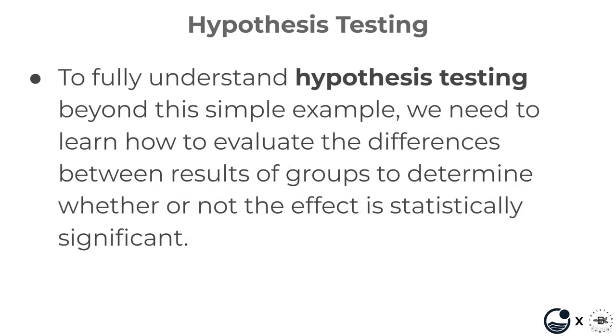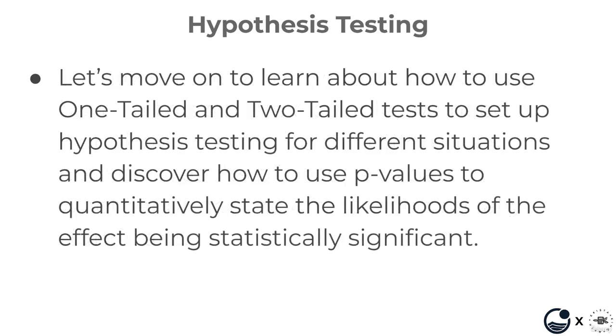Now, to fully understand hypothesis testing beyond this simple example, we first need to learn how to evaluate the differences between results of groups to determine whether or not the effect is what's known as statistically significant. So let's move on to learn about how to use things like one-tailed and two-tailed tests to set up hypothesis testing for different situations, and discover how to use p-values to quantitatively state the likelihoods of an effect being statistically significant.